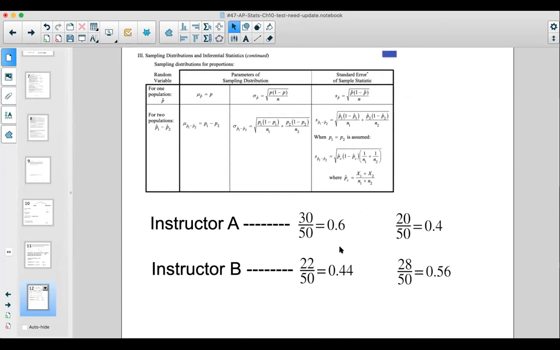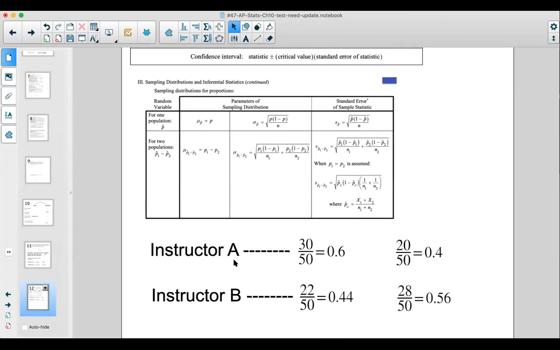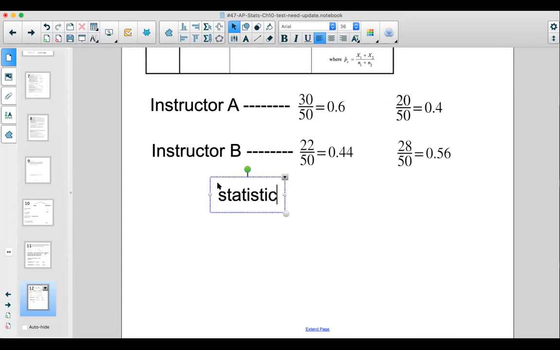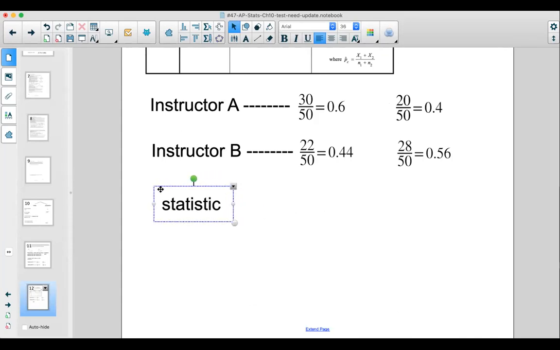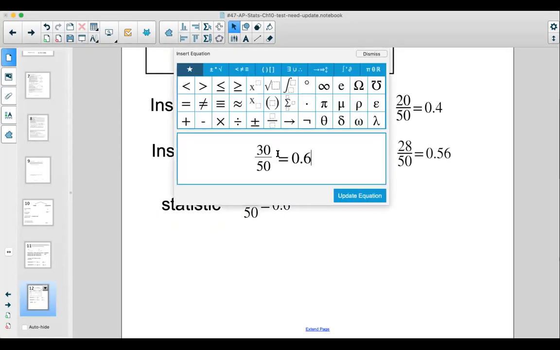First of all, what's the difference between those two? That's the statistic. The statistic is 0.6 minus 0.44, which is 0.16.